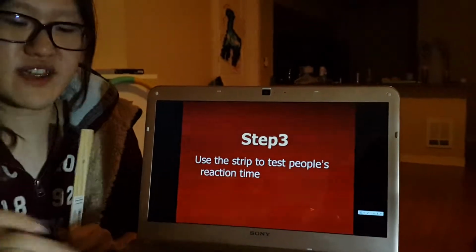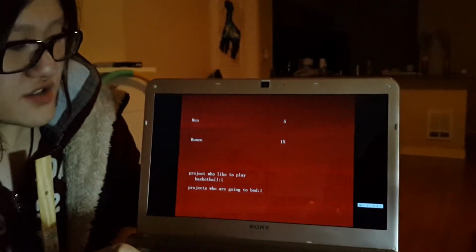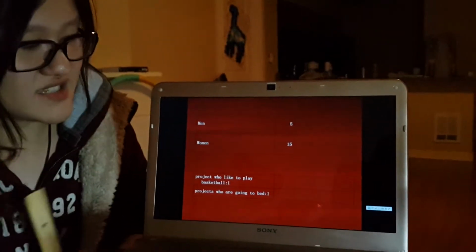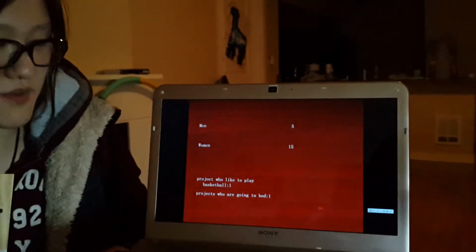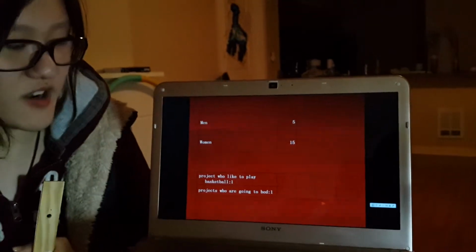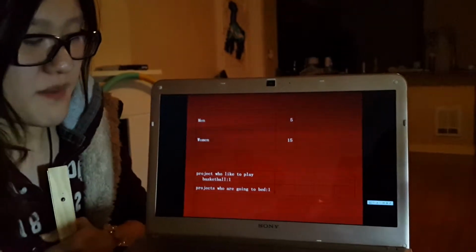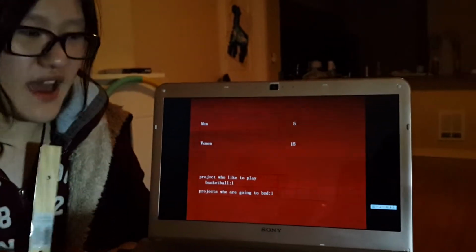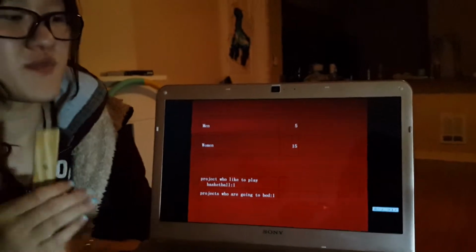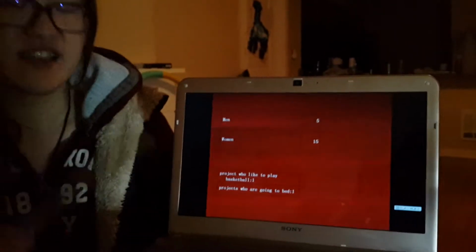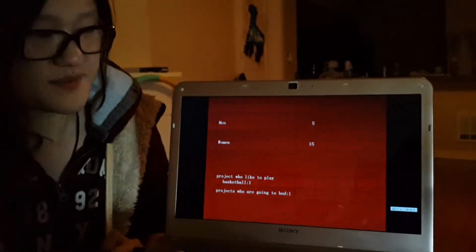This is my step 3. In my project, there are 5 men and 15 women, 20 people in total. Only 1 person likes to play basketball all the time, and there's also 1 person who is about to go to bed. After I collect all the data, I answer these questions.